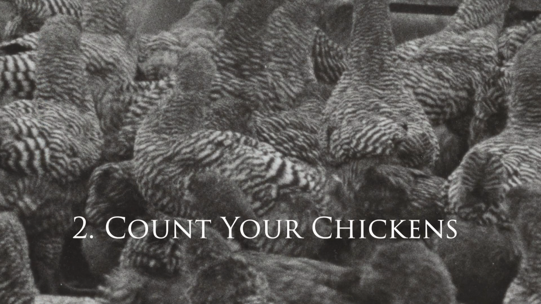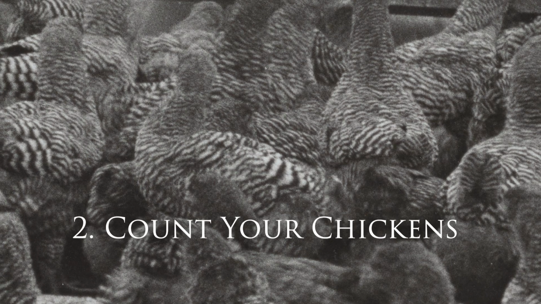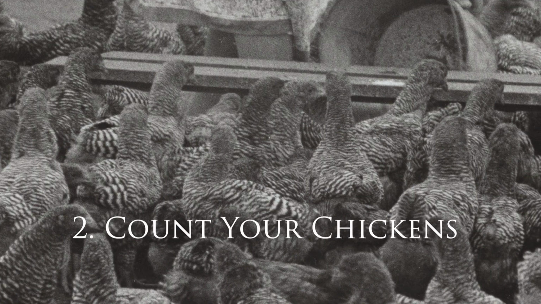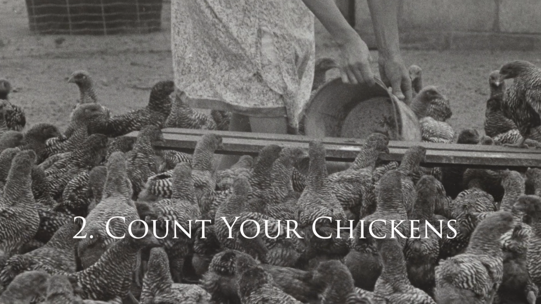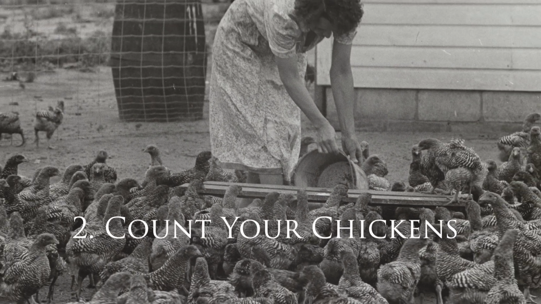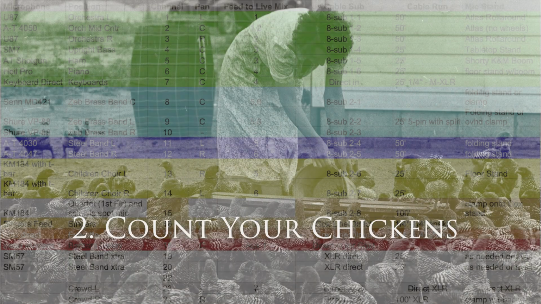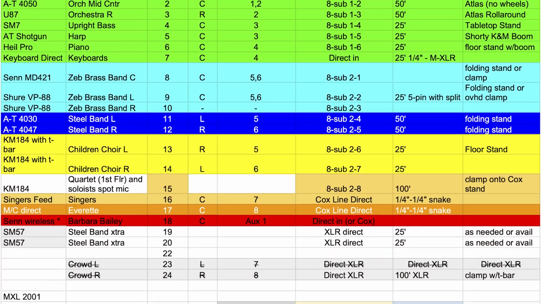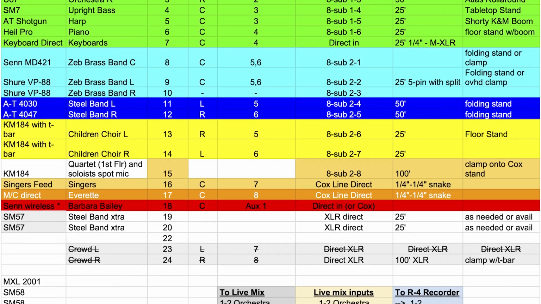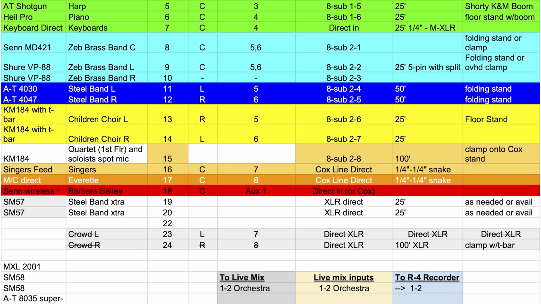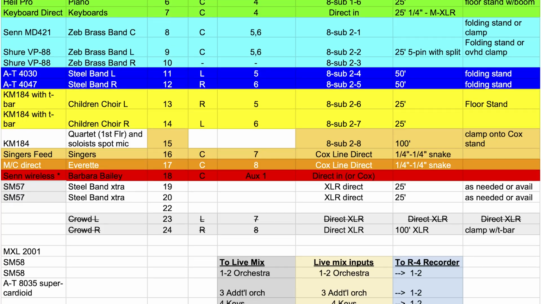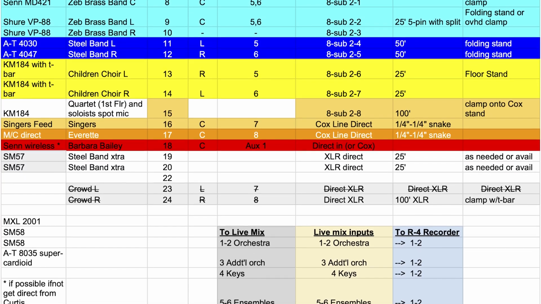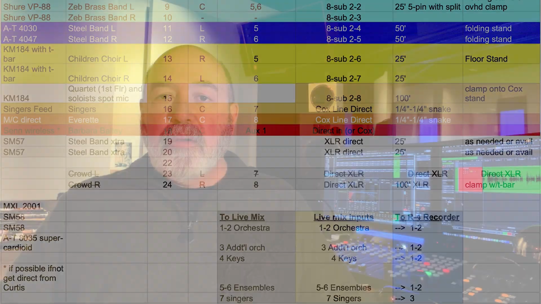Number two, count your chickens. Figure out how many tracks you'll probably record, what mics you'll use, and how many people will be involved. If this is a large-scale recording, I chart out every input, output, cable connector, and microphone. There's nothing worse than not having enough mics or cables because you didn't plan. Keep in mind that things will probably change a little, but at least you have a roadmap to begin with.